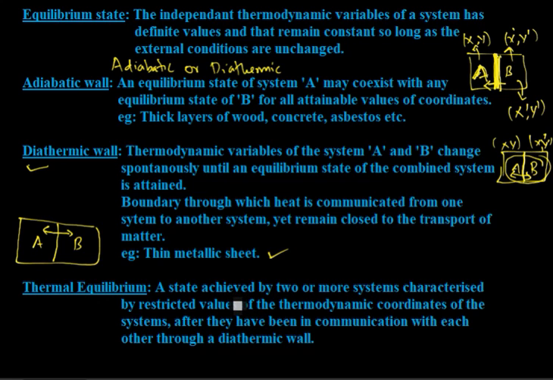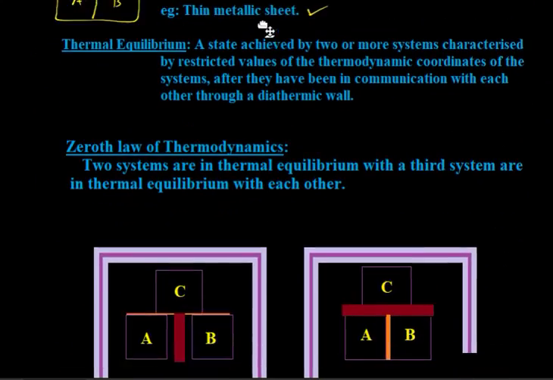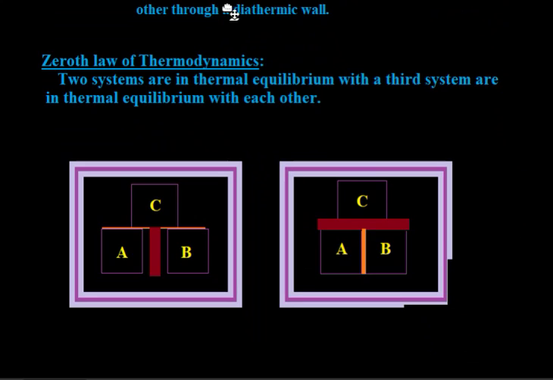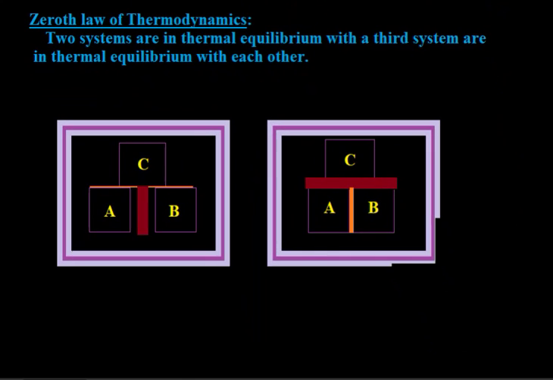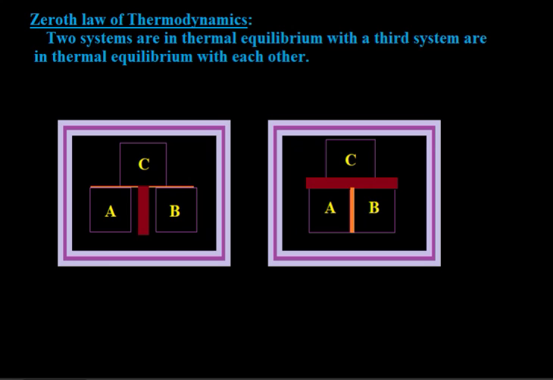So using this concept of thermal equilibrium, in 1931 Ralph Fowler introduced one of the important laws in thermodynamics, which is named the Zeroth law of thermodynamics. It was introduced by Ralph Fowler in 1931. It is named zeroth because the first and second laws were introduced much before this statement.